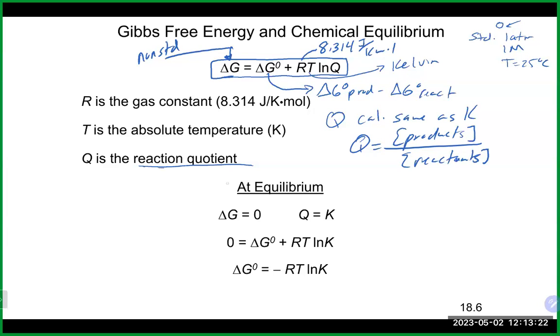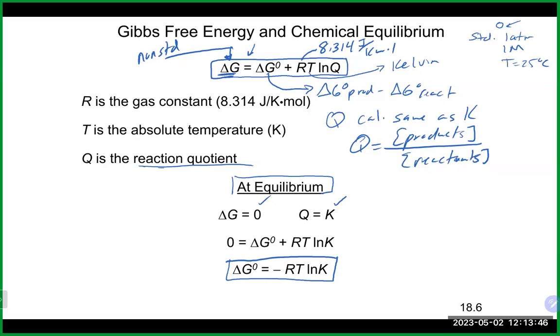When we do get to equilibrium, a couple of things happen. Our delta G equals 0, and we're no longer talking about Q. We should have the equilibrium constant. So basically rearranging the top equation here, putting this guy as 0, will allow you to get to this equation here, which is delta G naught is equal to minus RT natural log of K.